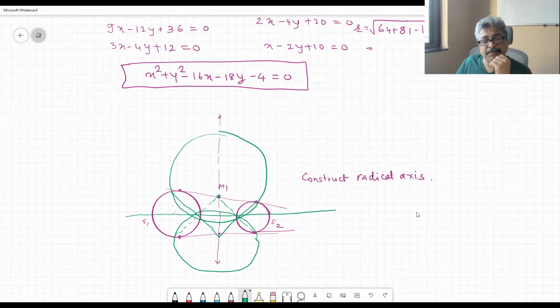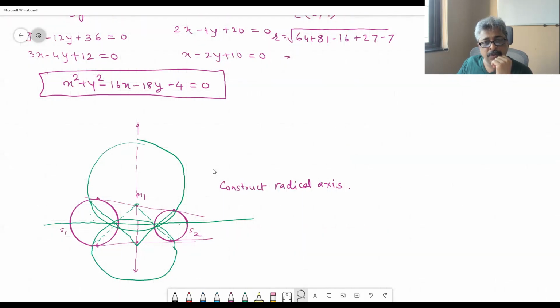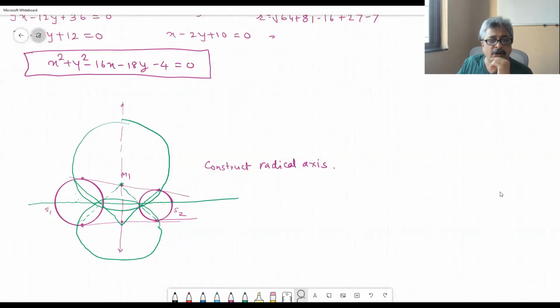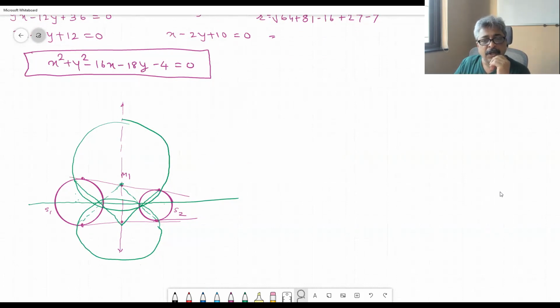And method number 3 is to actually use the definition of the radical axis: length of tangent with respect to both the circles is the same. So this is one circle, this is another circle. Now if they happen to be intersecting, then it is very easy to draw the radical axis, the line passing through their intersection, and therefore the difficult condition was given.